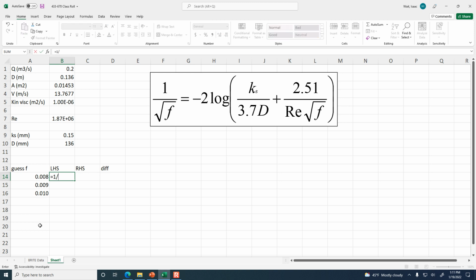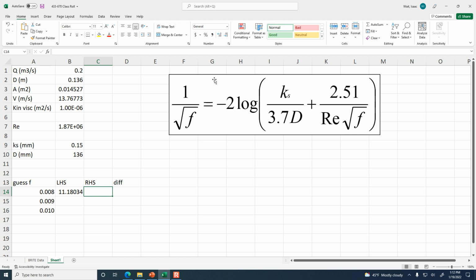So 1 divided by square root of f. Okay, so if the f value is 0.008, then that's the left-hand side of the Colebrook equation. The right-hand side of the Colebrook equation, have to be careful to get it right, parentheses count here, so equals -2 times the log of k sub s divided by 3.7d. So I'm going to say k sub s in millimeters, anchor the reference, divided by 3.7 times d in millimeters, and anchor that reference.